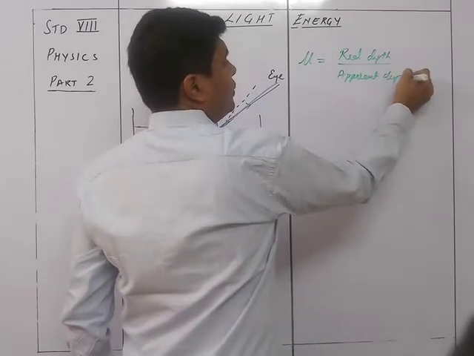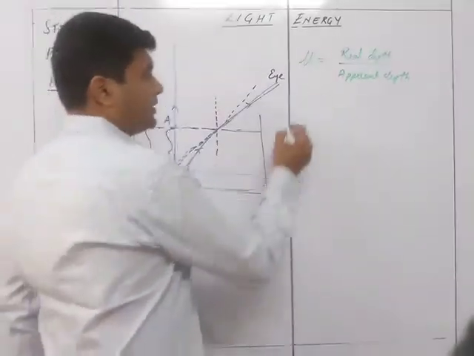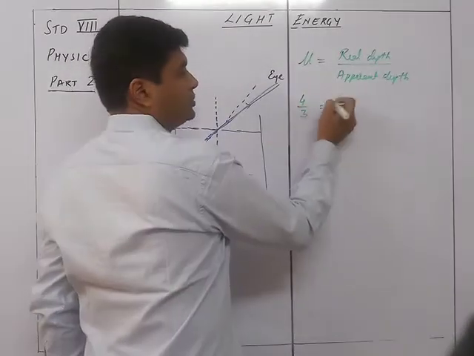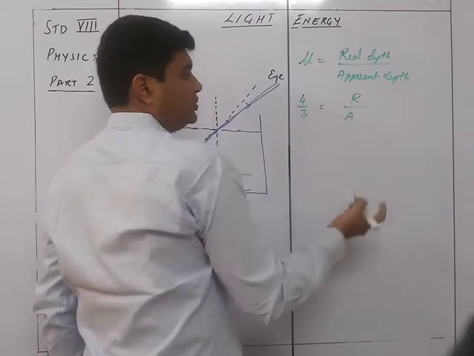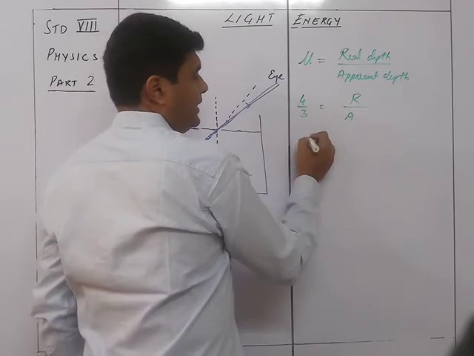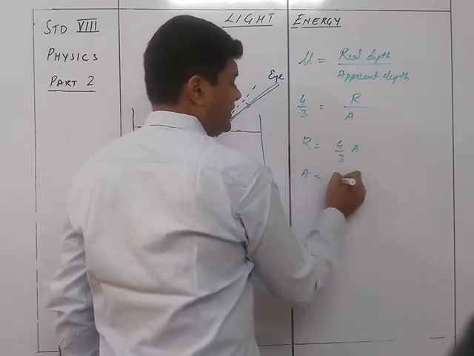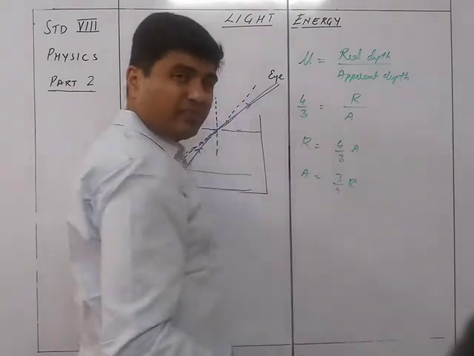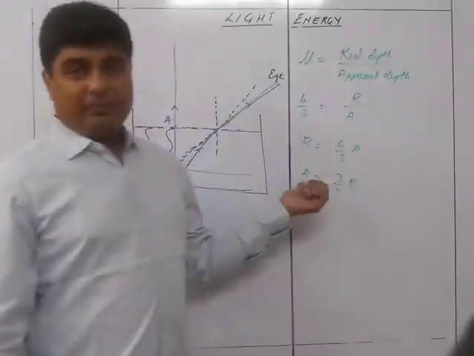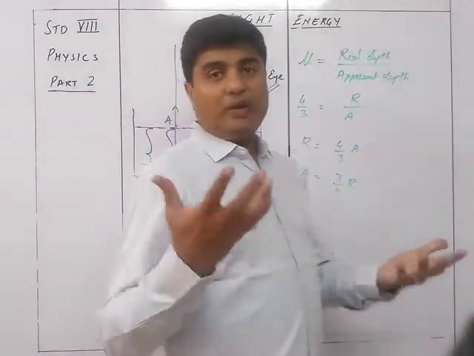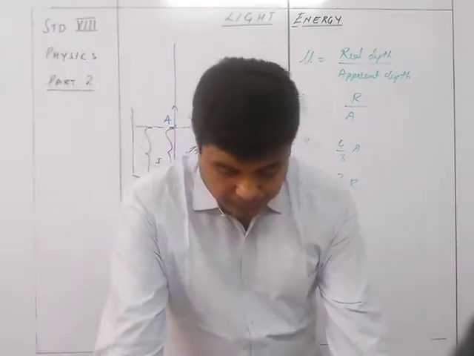So if I know that from air to water, the refractive index is 4/3, then what does it mean for the real depth? Real depth upon apparent depth is 4/3. So real depth is equal to 4/3 times apparent depth, or apparent depth is equal to 3/4 times the real depth. So 3/4 of the real depth is the apparent depth. That is what you feel when you are standing in front of an object which is placed in water.